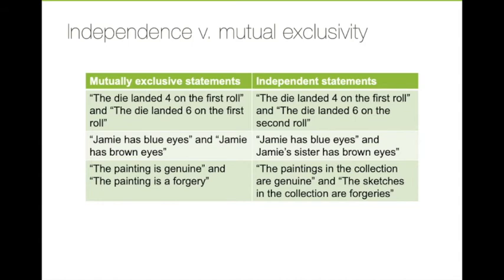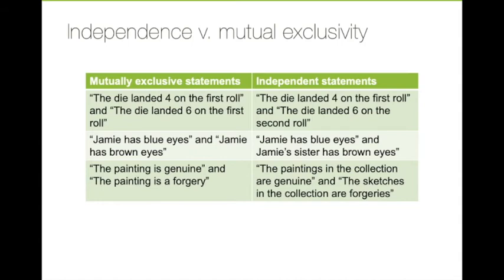And finally, our last pair of mutually exclusive statements. The painting is genuine and the painting is a forgery. Those can't both be true together. It can either be that it's genuine or that it's a forgery, but it can't be both.